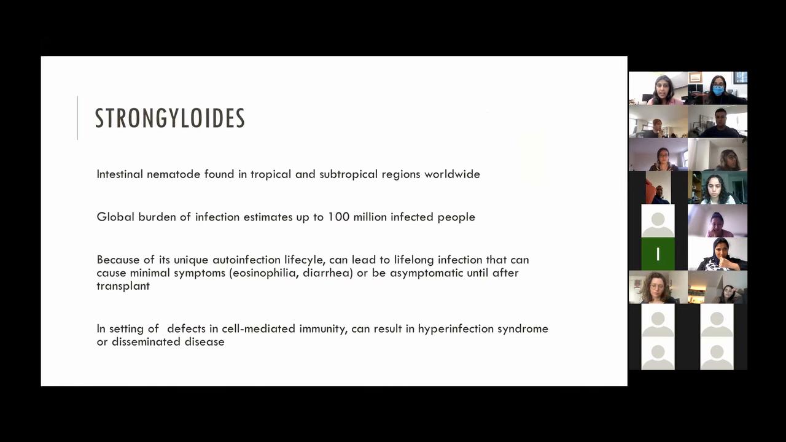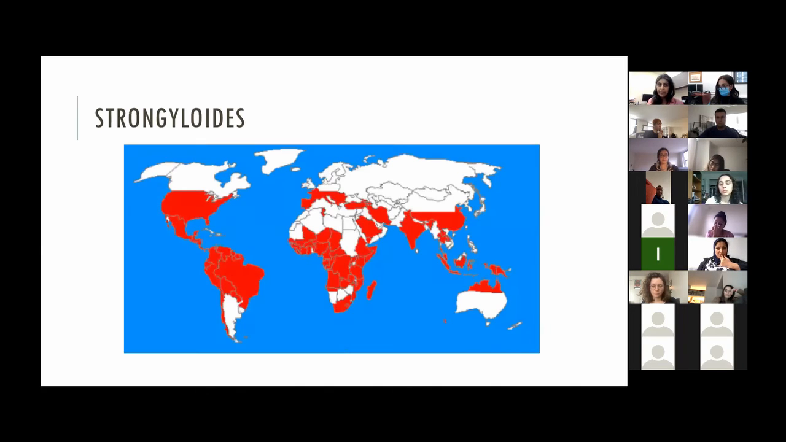Strongyloides is an intestinal nematode that's endemic to tropical regions of the world. It has a very high global burden of infection, and it has a unique auto-infection life cycle, meaning that patients may have been exposed to it, but they're often asymptomatic until after transplant when they receive steroids, and then that can lead to hyperinfection or disseminated disease.